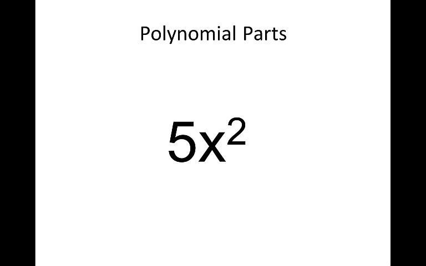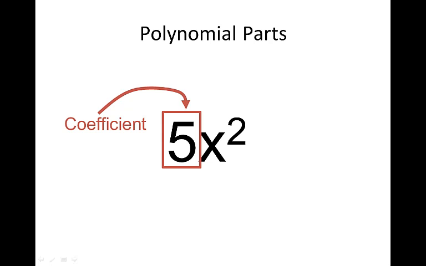So just some parts of the polynomial. Let's just look at this part here. So this is called the coefficient, the number that's written beside the variable. The exponent on that variable is often called the degree when we're talking about polynomials. So this would be a polynomial of degree 2, or a second degree polynomial. Also, this is a monomial, right? One term. Second degree monomial.